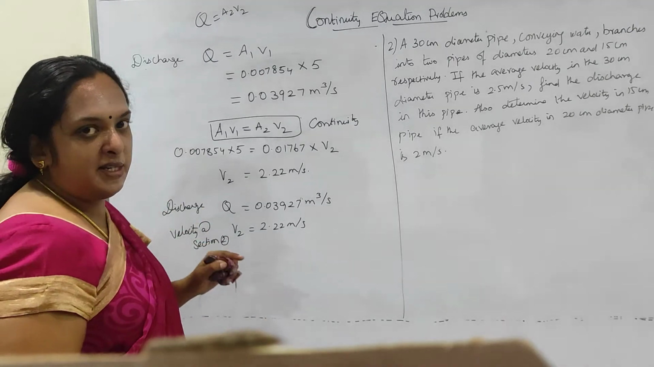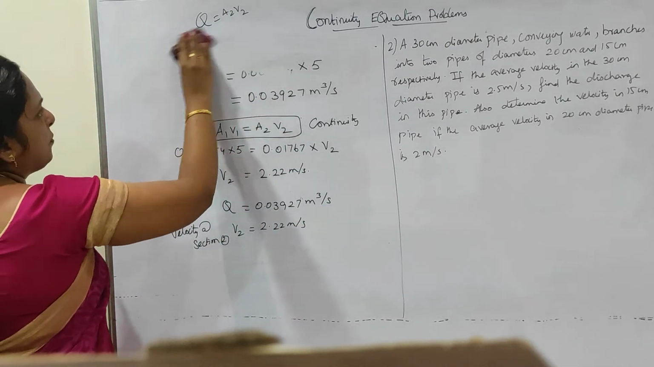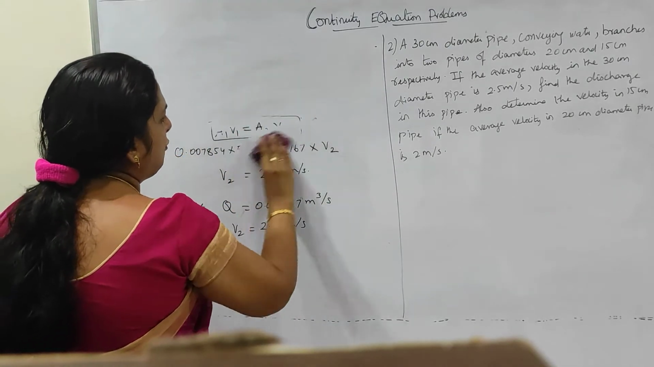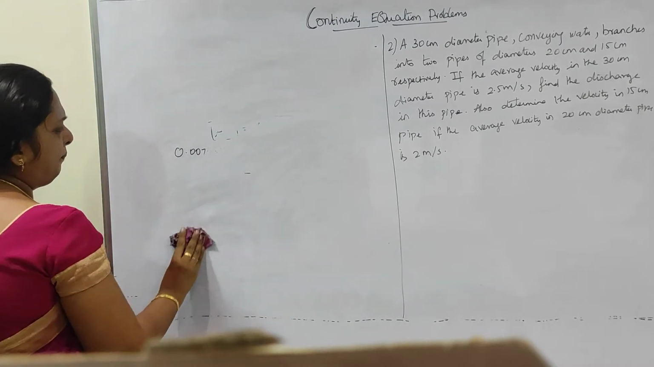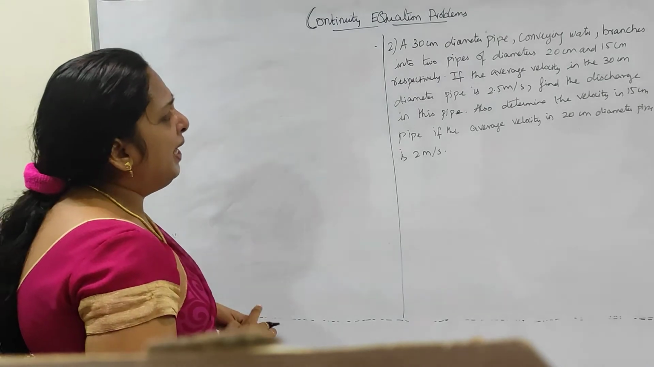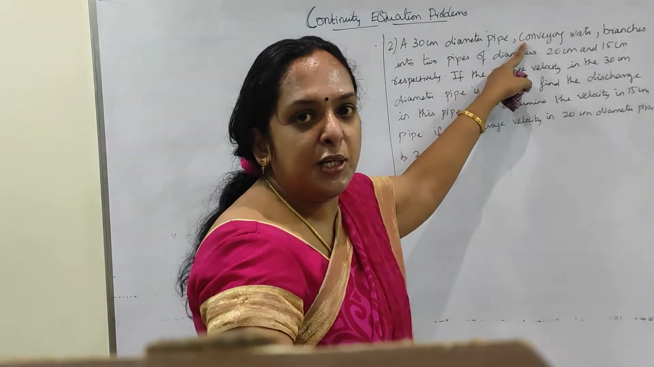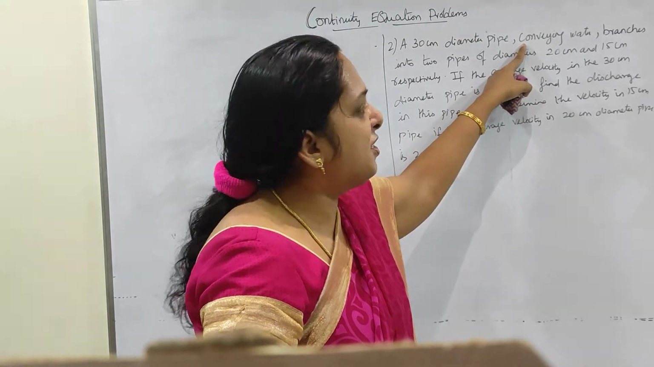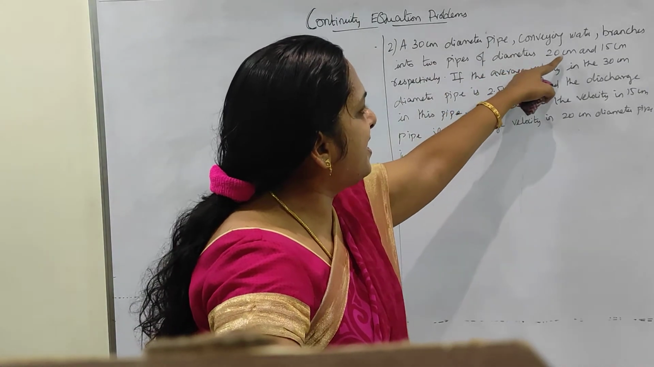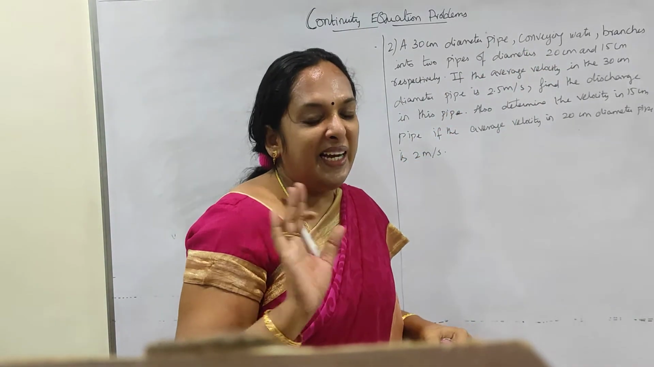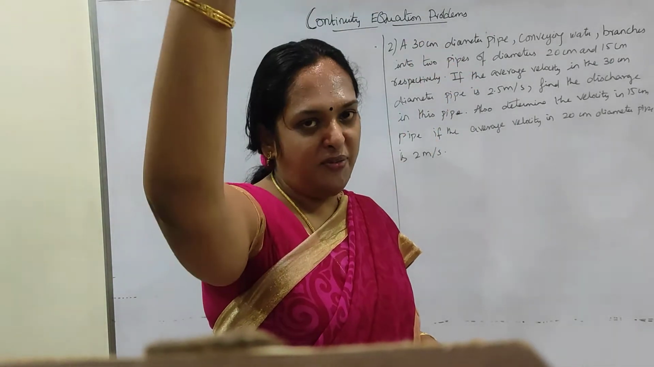Now we have one more problem here. This is entirely different from this problem, so that you can visualize it. A 30 centimeter diameter pipe conveying water branches into two pipes of diameters 20 centimeter and 15 centimeter. This is also a pipe which conveys water. It is not like the previous case where we had only a reduction or increase of diameter.